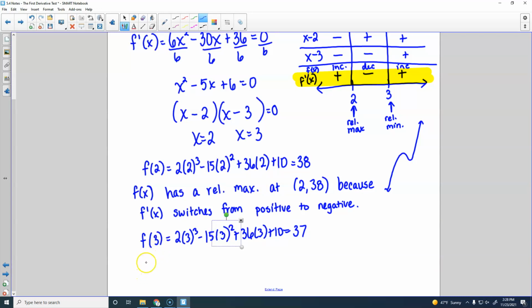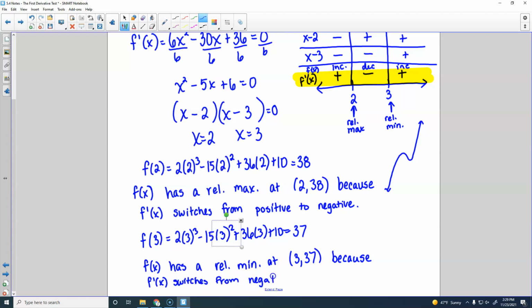So we would also say f of x has a relative minimum at 337 because f prime of x switches from negative to positive. It is a lot of writing.